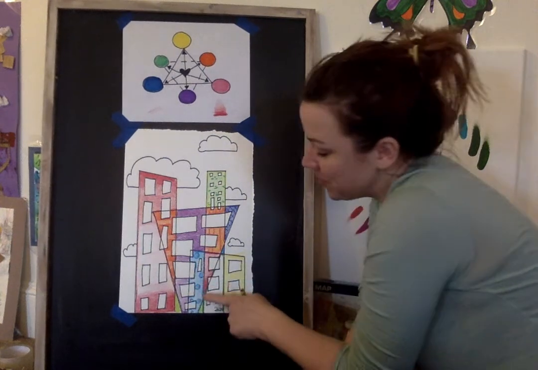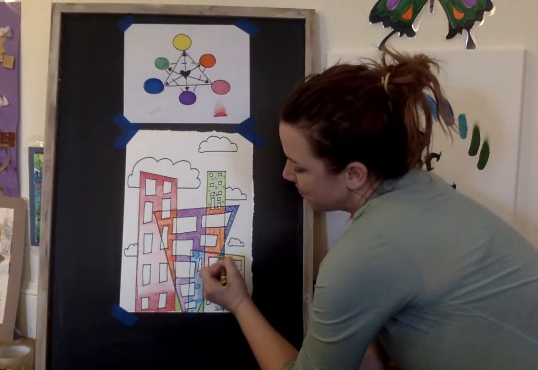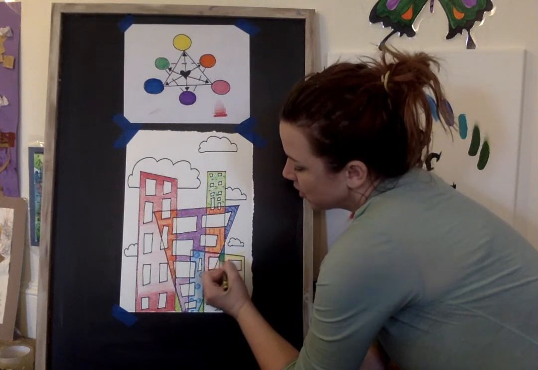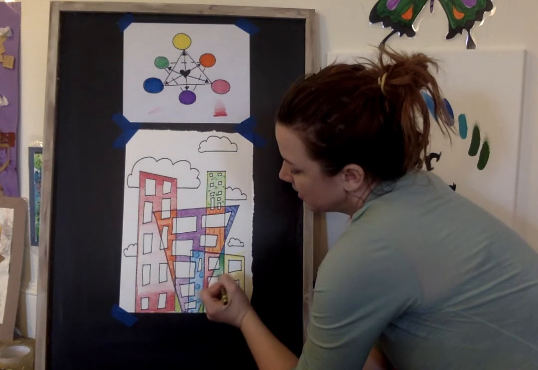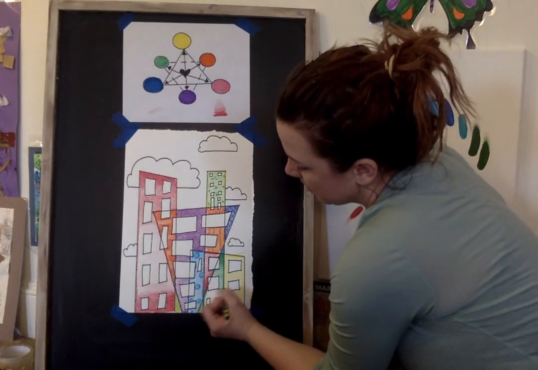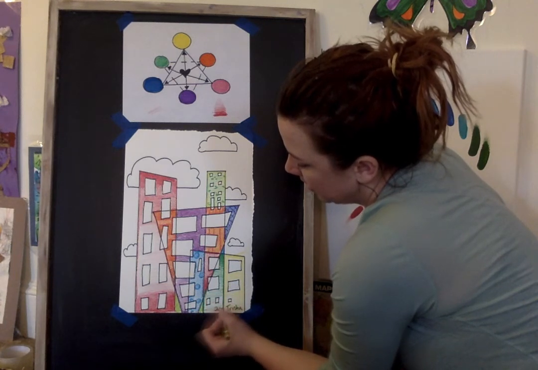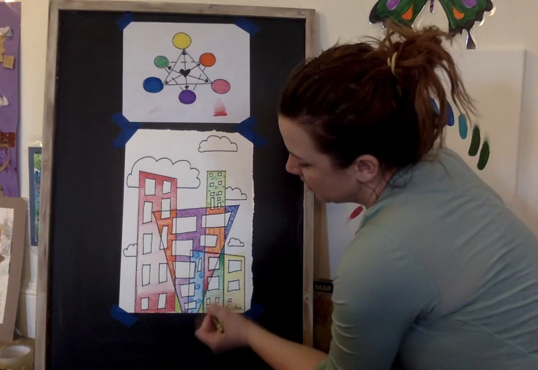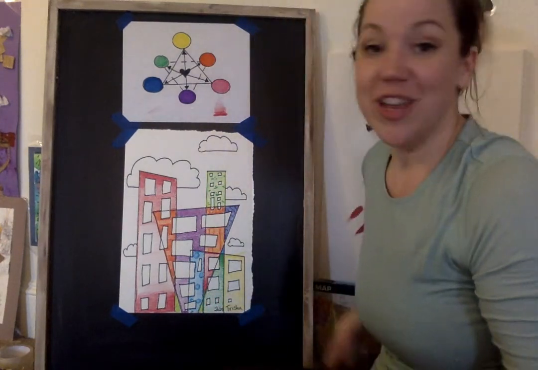Now I'm going to flip it. So my red was dark at the bottom. Now I'm going to make my green dark at the top. I'm going to go dark, dark, dark, dark, dark. I'm going to go lighter. Lighter. And lighter. All right, and then the buildings are finished.